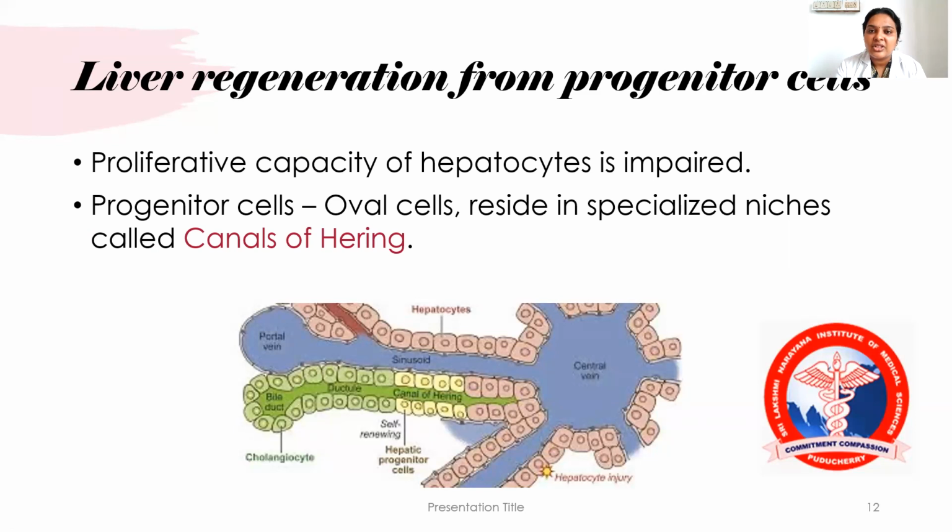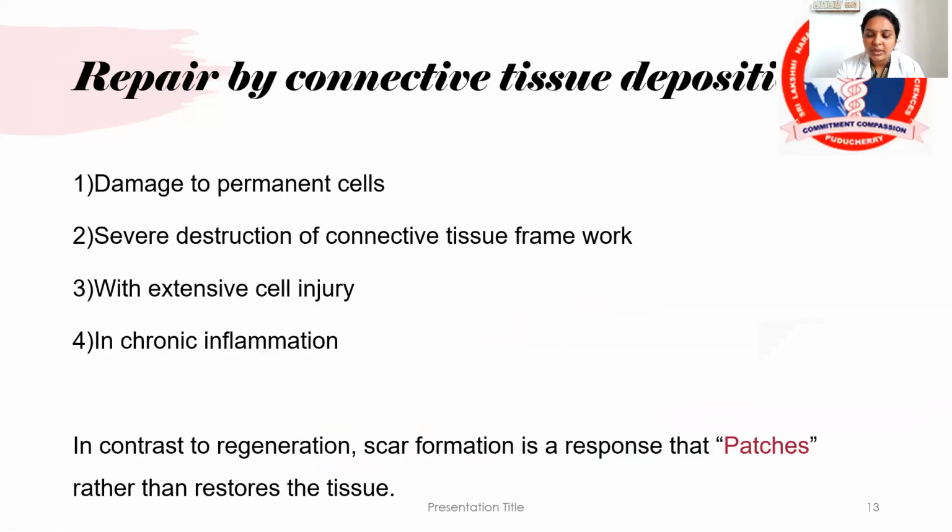Then liver regeneration from the progenitor cells. If the proliferative capacity of hepatocytes is impaired, the progenitor cells like oval cells, which reside in specialized niches like the canals of Hering, will regenerate. Okay. If that regeneration fails, then what happens? Then the next repair occurs, that is repair by connective tissue deposition.